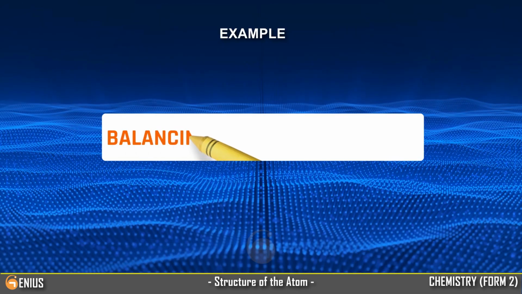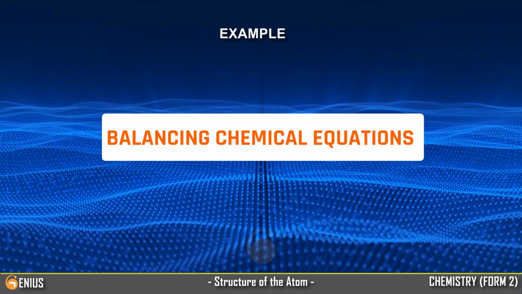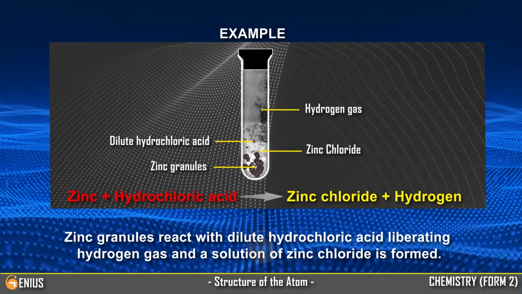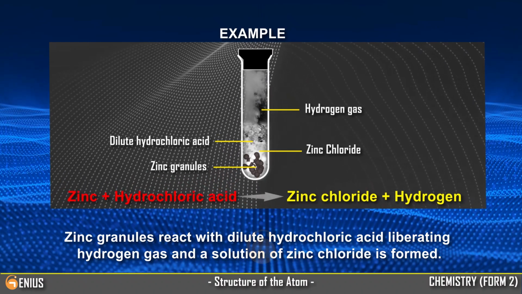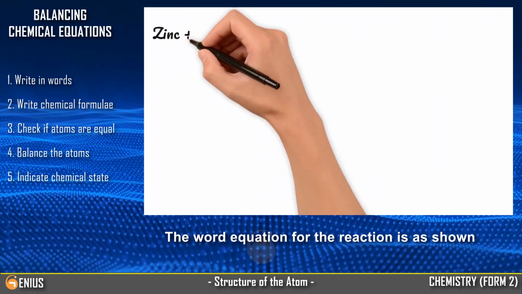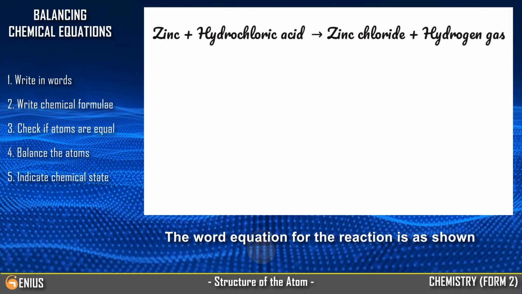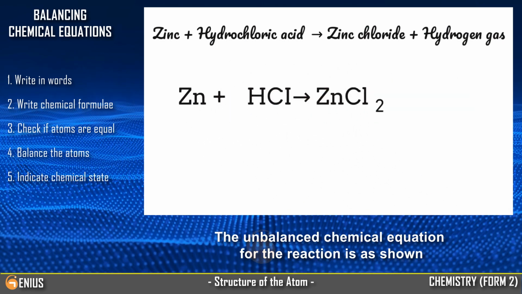Let us observe this other example. Zinc granules react with dilute hydrochloric acid, liberating hydrogen gas, and a solution of zinc chloride is formed. The word equation for the reaction is as shown. The unbalanced chemical equation for the reaction is as shown.